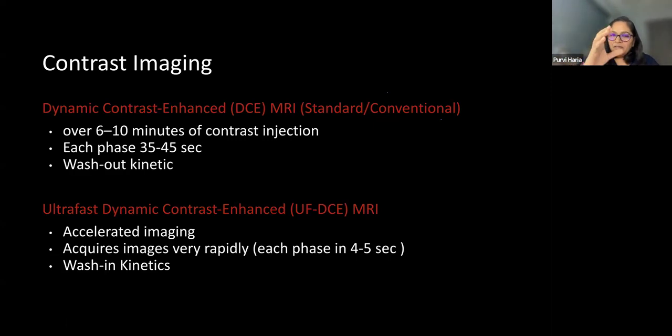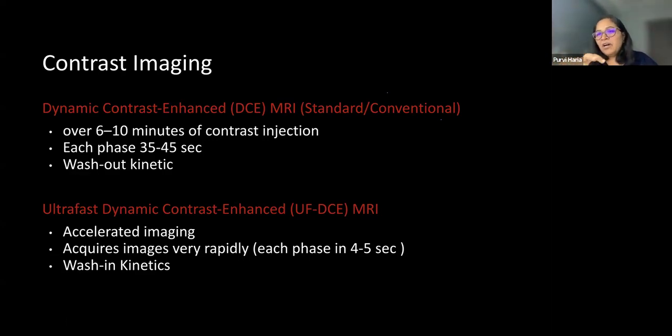In the routine dynamic contrast, each phase, like 0, 1, 2, 3, 4, 5, took around 35 to 40 seconds to acquire. Here we are able to acquire that entire phase in 3 to 4 seconds, or sometimes 5 seconds. So the entire breast is scanned within 5 seconds. It's really super fast scanning. Here also we take a mask phase and then multiple phases, and then we subtract the images. The subtraction happens the same way.